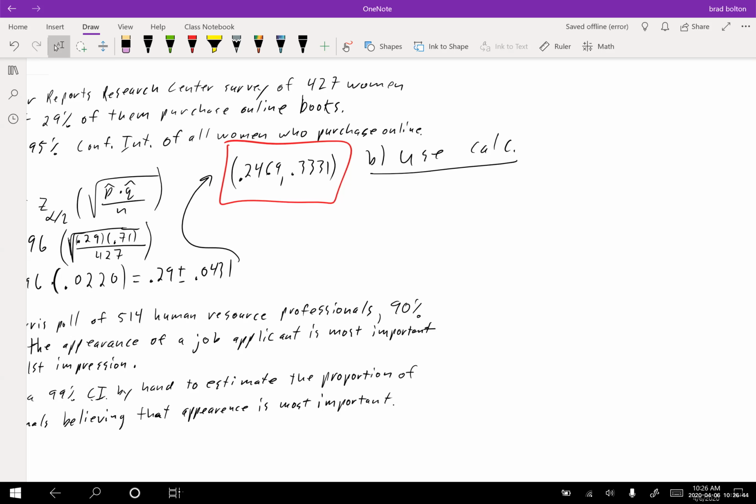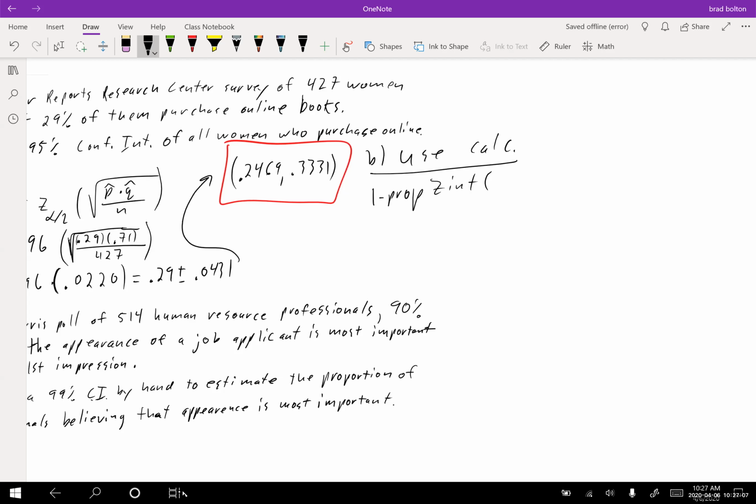Maybe if I have room over here, I'll do it for the calculator. So now we're going to do the calculator. Remember, we're going to go to stat, test. We're going to go down, on mine it's A, so it says 1-PropZInt, okay? And then I'm going to hit enter. Now the thing is, it asks us for x.